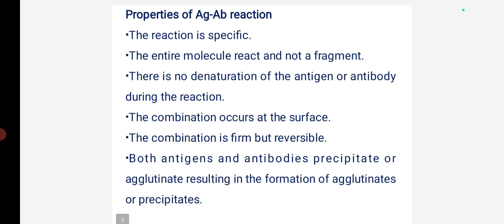Next one, properties of antigen antibody reaction. The reaction is specific. The entire molecule reacts and not a fragment. There is no denaturation of antigen or antibody during the reaction. The combination occurs at the surface of the molecule. The combination is firm but reversible. Both antigen and antibodies precipitate or agglutinate, resulting in the formation of agglutinates or precipitates.